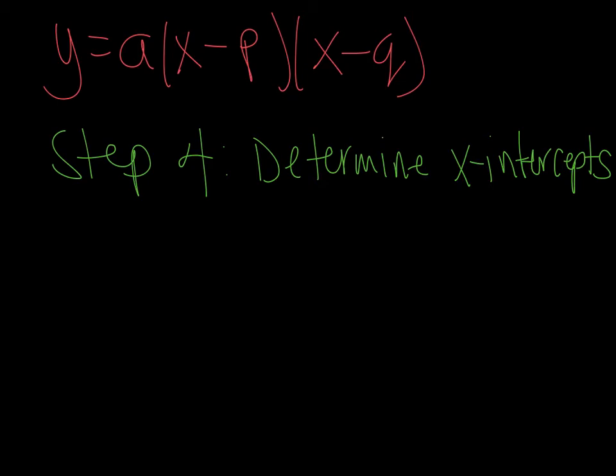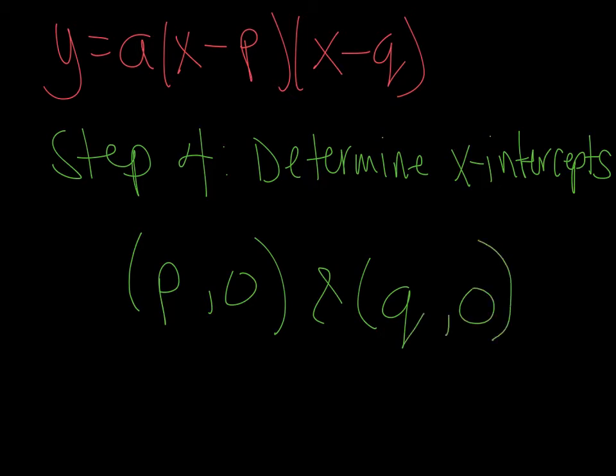For step 4, we're going to determine the x-intercepts. Your x-intercepts will be found at p, 0 and q, 0. Remember to watch for those negative signs. So if there's a plus in the binomials, p and q would be negative here. Let's look at an example together.